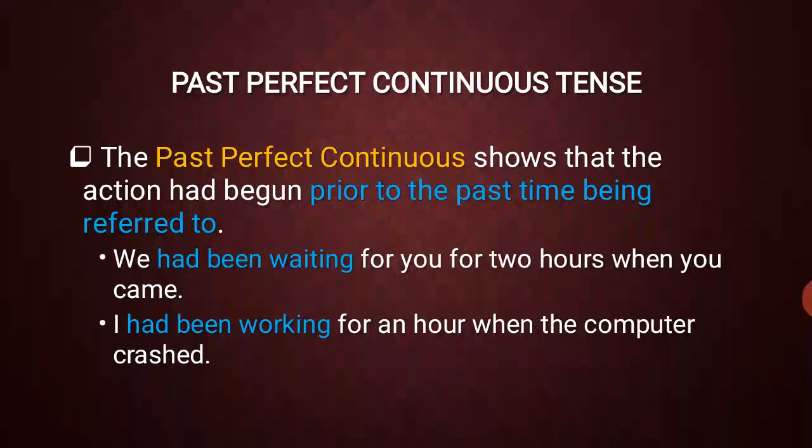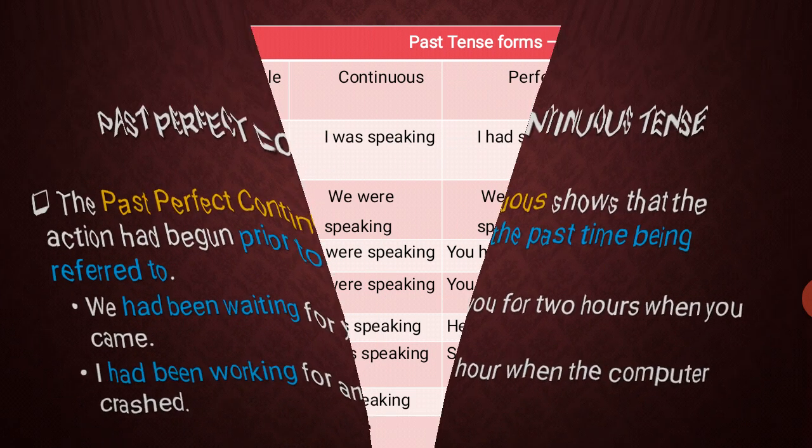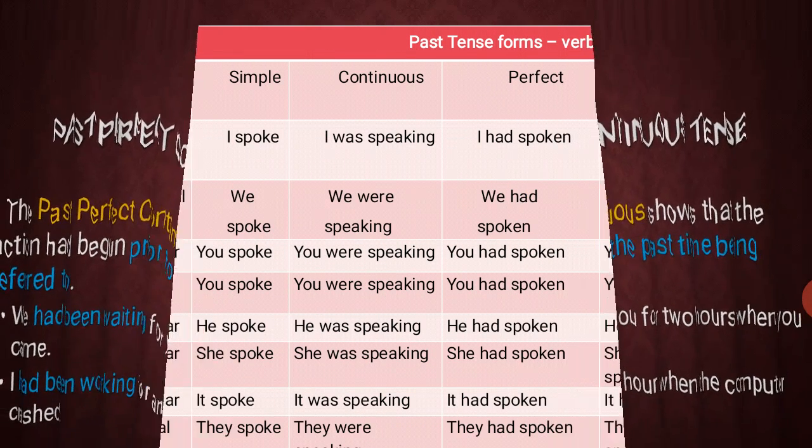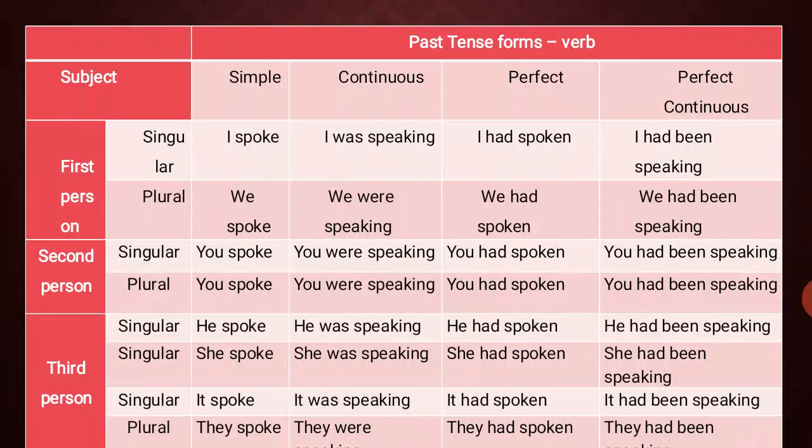Next thing is past perfect continuous tense. The past perfect continuous tense shows that the action had begun prior to the past time being referred to. So, we had been waiting for you for 2 hours when you came. Another example: I had been working for an hour when the computer crashed. For the past tense also I have given the sentence structure.